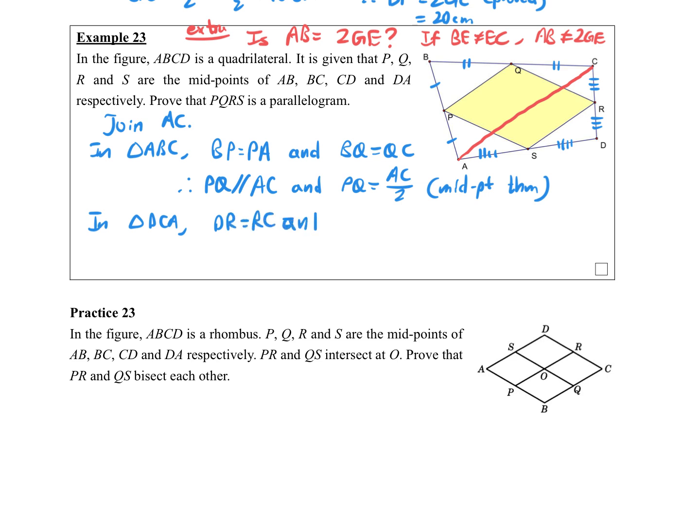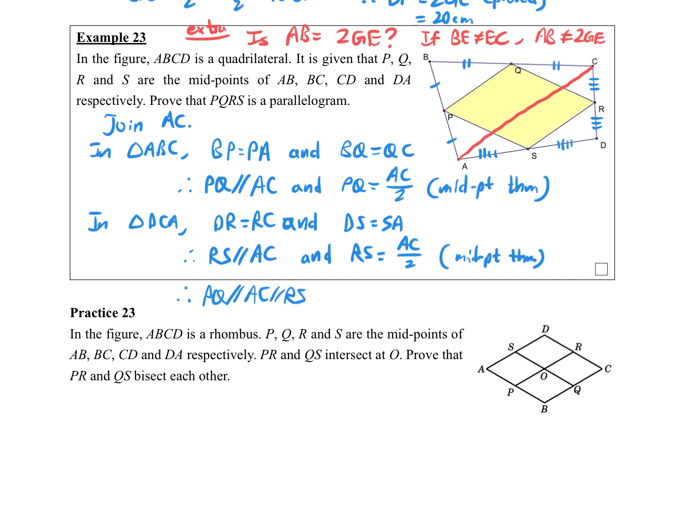So of course, by symmetry, you should already notice that DR equals RC and DS equals SA. Therefore, RS is another line that is parallel to AC and half of AC by the Mid Point Theorem. How does that help us? Therefore, both lines are parallel to AC. They are parallel. Both lines are equal to half of AC, so they are equal.